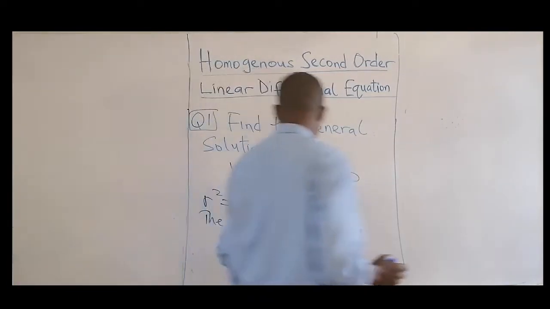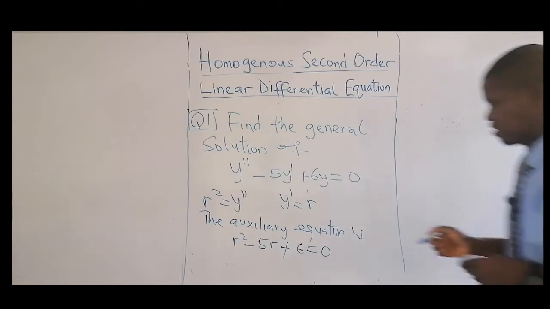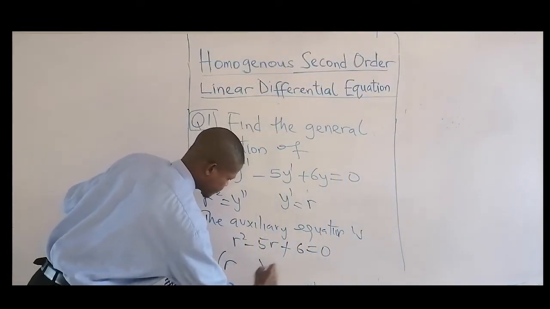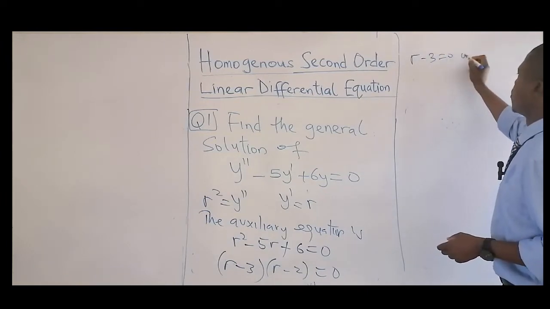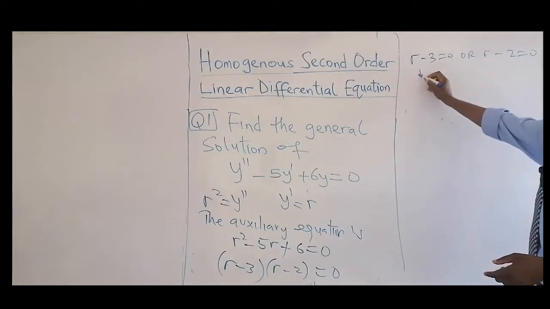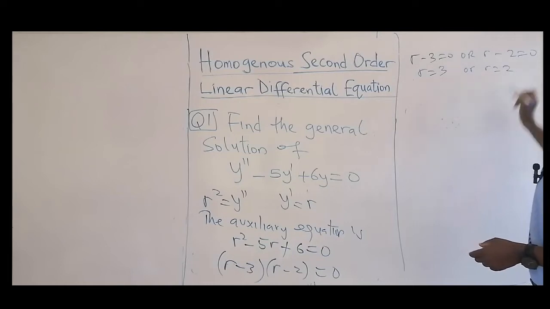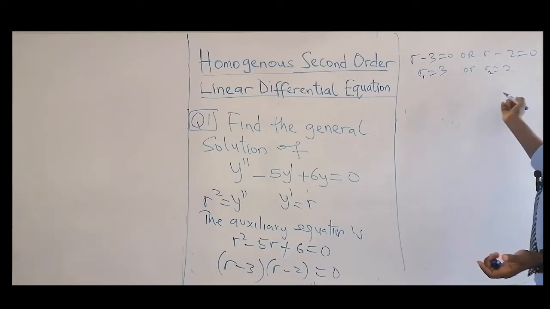What we do now is that if you like, you can use the quadratic formula, or you can use the factorization method. Let's check. Is this one factorizable? That's r minus 3 equal to 0, or r minus 2 equal to 0. So therefore r equals 3, or r equals 2. Anyone could be your r1, this will be your r1, this could be your r2.